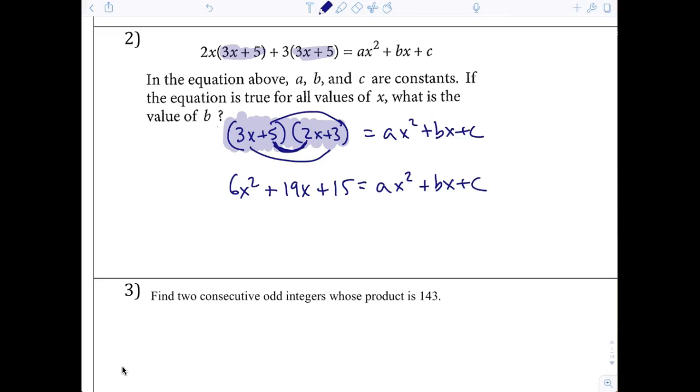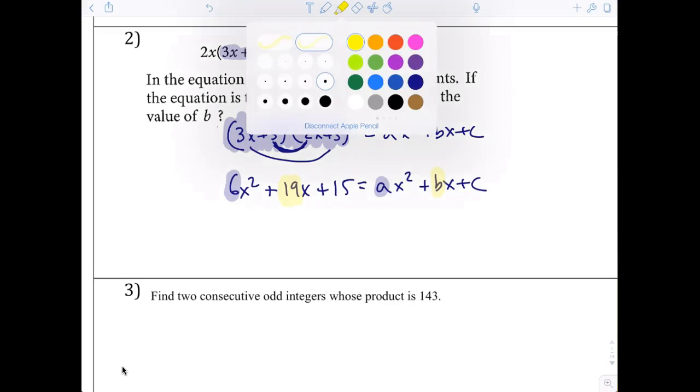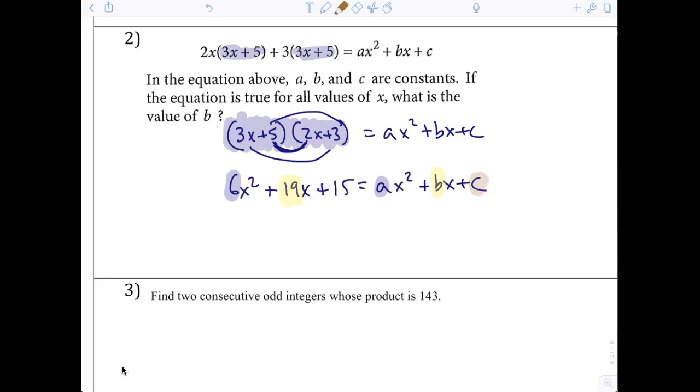So now, somebody tell me what a equals. 6. A equals 6, period. How do I know that? Because it says right here, a is the number in front of the square term. So a would be 6. What's b? 19. That's our answer, 19. If I said what's c, everybody would say c is 15, because c is the constant. All right, is everybody okay with that?